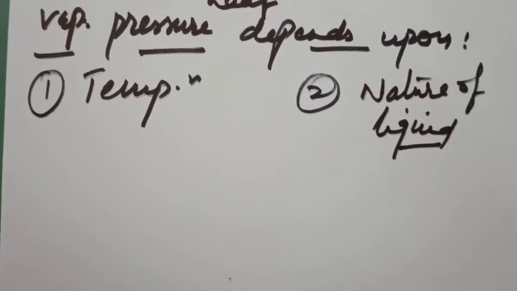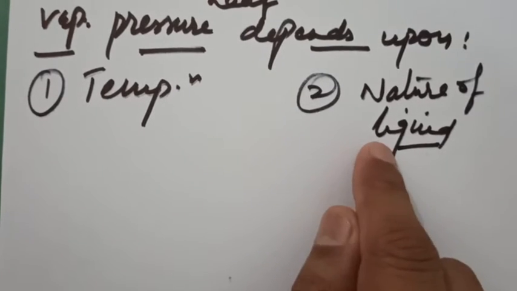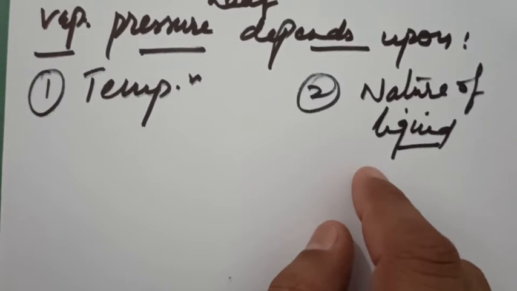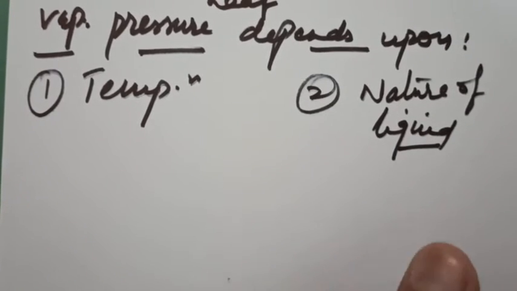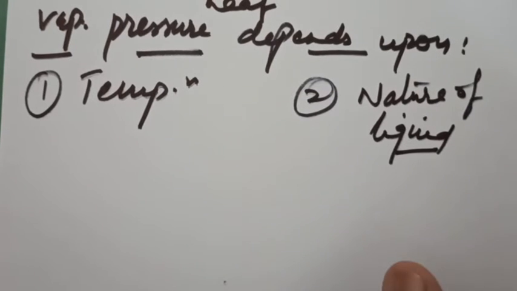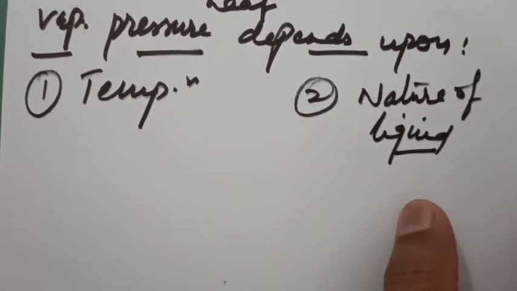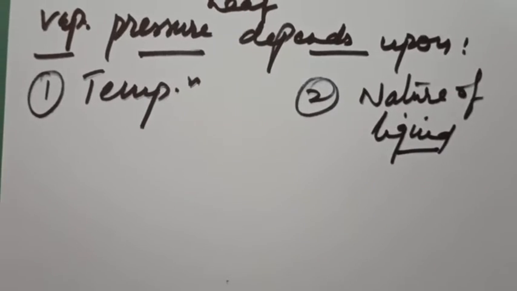Nature of liquid: if the liquid has more interparticle force of attraction, then obviously the vapor pressure will be less. If the liquid has lesser or weaker interparticle forces of attraction, then the vapor pressure will obviously be greater. So it depends upon the type or nature of liquid that we are considering.